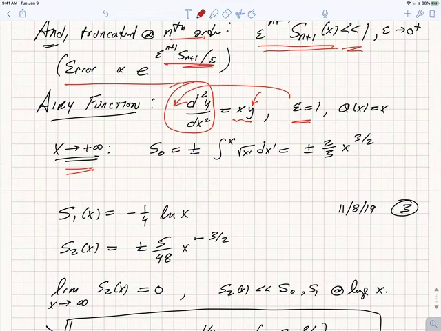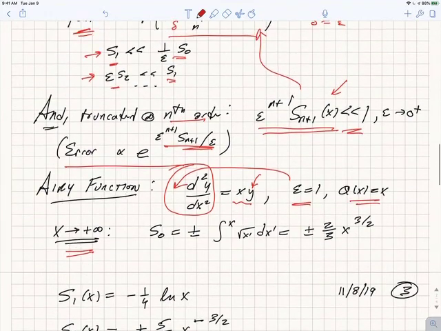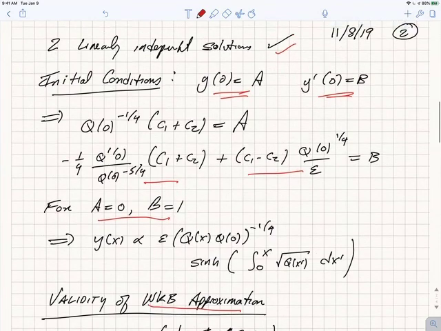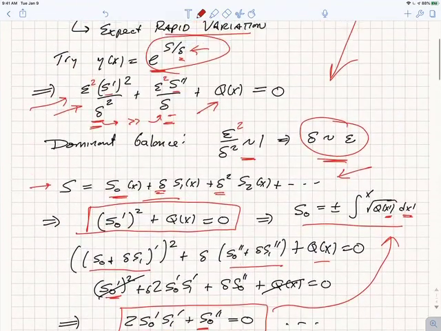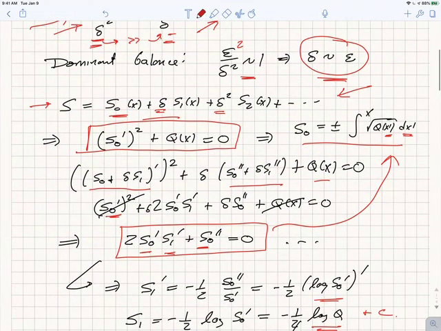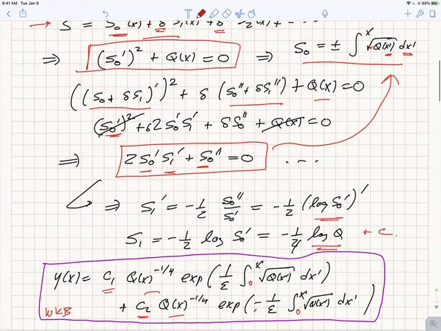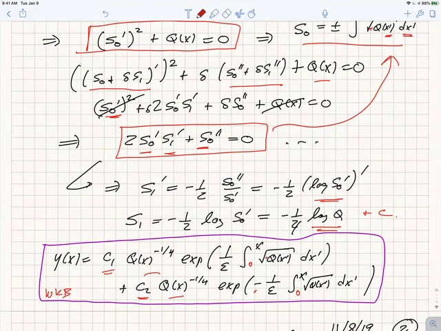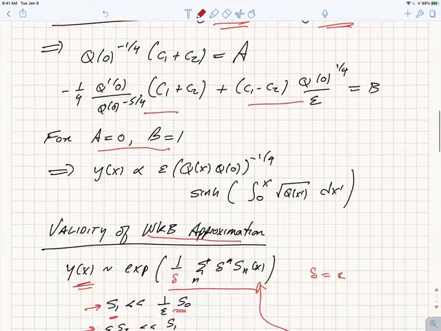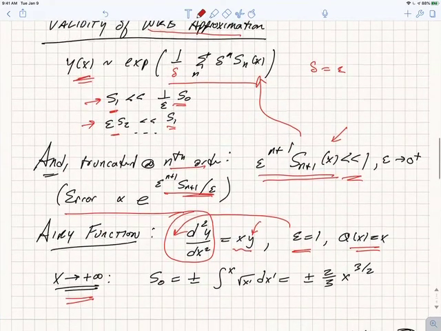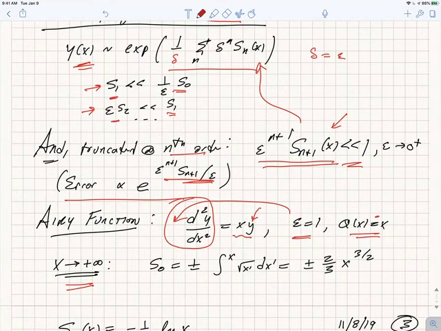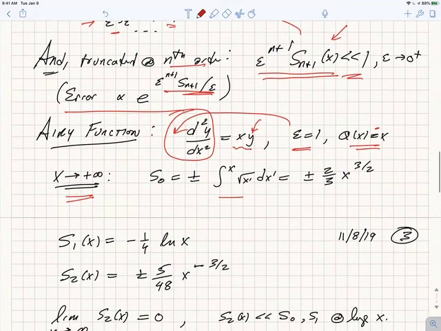If we just apply, q of x here is equal to minus, I see. Actually, I should have put a minus sign here. Sorry. There's a minus sign, there's a minus sign, there's a minus sign. Q of x is equal to minus x in this case. And so S0 is plus or minus the square root, if you just plug in, square root of x prime dx prime. So the integral is 2/3 x to the 3/2. S1 is just minus a quarter log x.